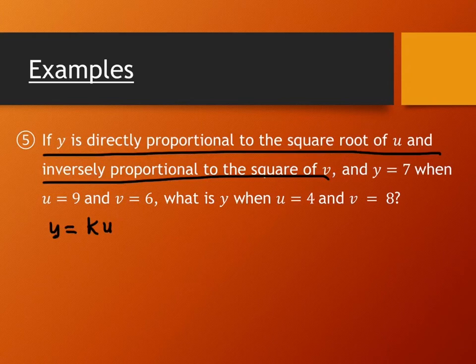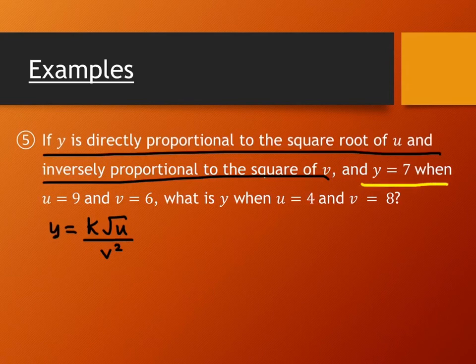Oh, I'm sorry, it said square root. I totally read that wrong. The square root of u, like this. There we go. And then it says it's inversely proportional. Oh, that's why I got on the wrong line. Inversely proportional to the square of v. Well, inversely proportional means we're going to divide by that part. So inversely proportional to the square of v would be v squared in the denominator. Okay, so we've created the basic equation.